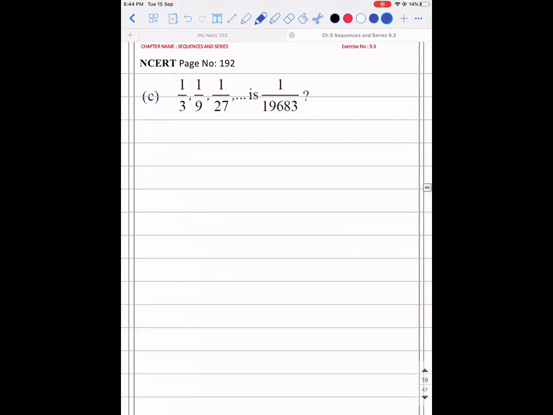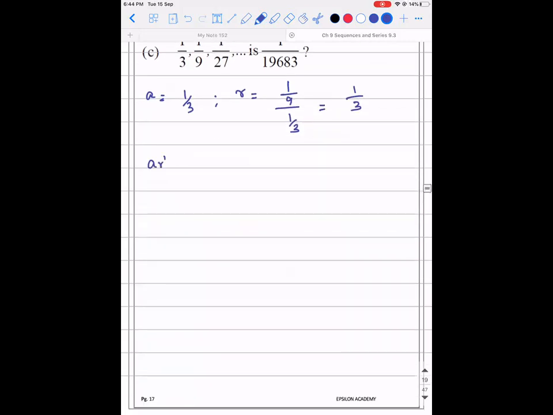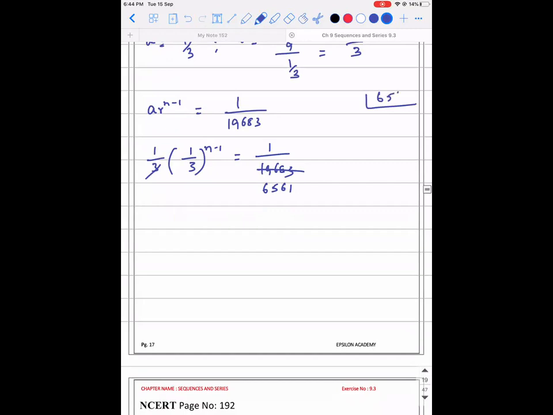Similarly, how to do this one? a is 1 by 3, r is 1 by 9 divided by 1 by 3, which is 1 by 3. a r power n minus 1 is 1 divided by 19683. So a is how much? 1 by 3, into r is also 1 by 3 to the power of n minus 1 is 1 by 19683. This will get cancelled. 6561. So 6561, factorize it with 3 and tell me what is the power of 3.